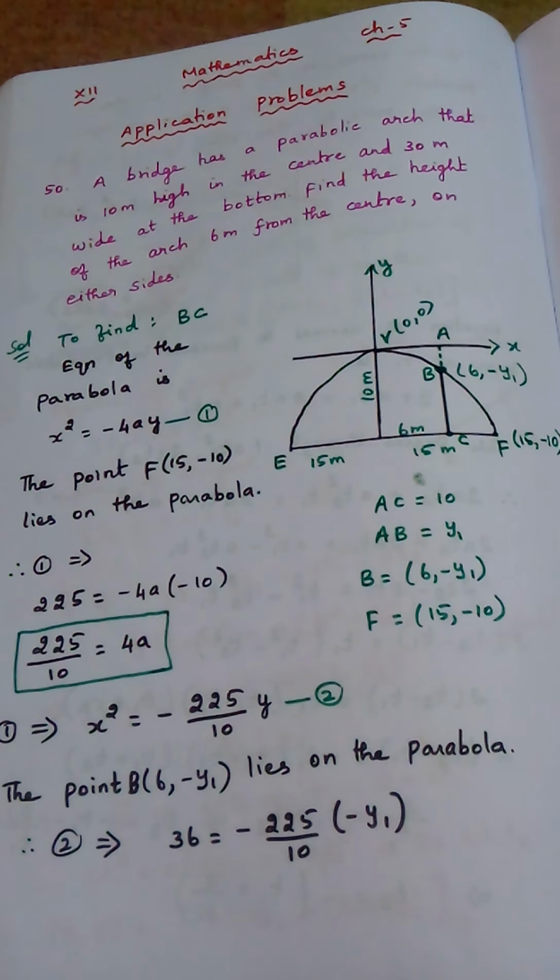Now, in this class, we are going to see Chapter 5, Application Problems. We have already completed three types of conics, namely parabola, ellipse, and hyperbola. Now, we will see a few applications of those concepts.